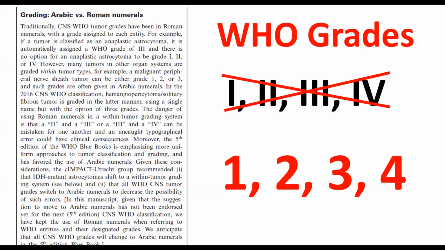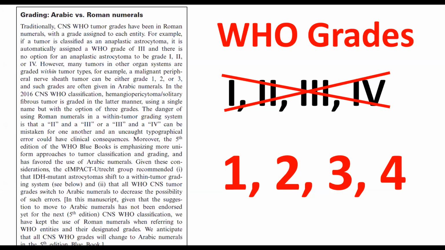And here's the paragraph from that paper, grading Arabic versus Roman. The fact of the matter is, all of the other volumes of the so-called Blue Book series, that's the WHO classification of tumors by organ system, use Arabic numerals, and we're going to do the same. So Roman numerals 1, 2, 3, 4 are gone. The Arabic numerals 1, 2, 3, 4 are in. There's no reason to use Roman numerals since cIMPACT is out there.